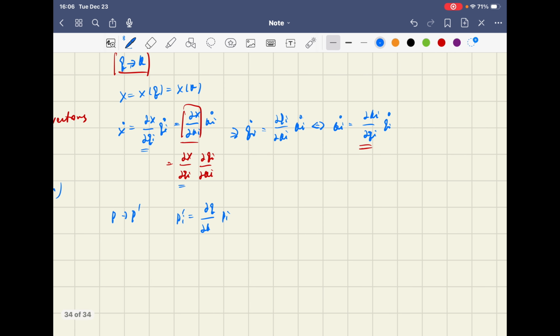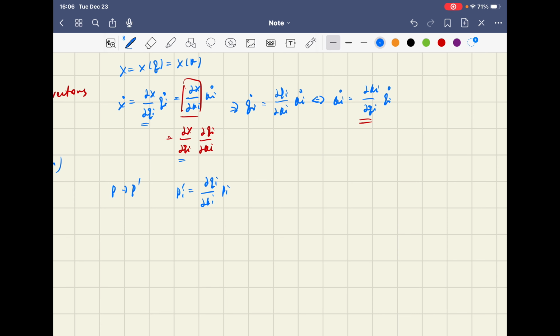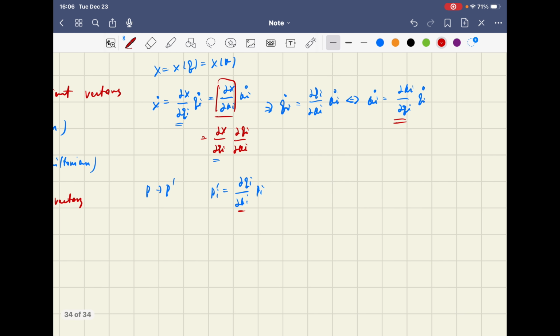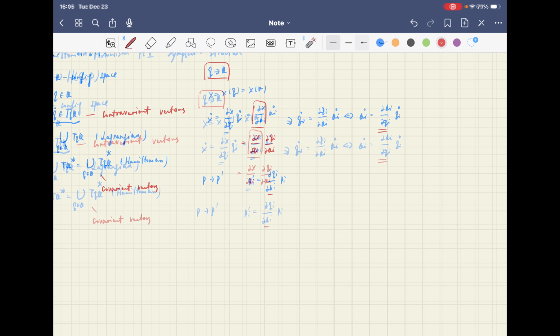And you could see that, oh, sorry, we missed the indexes. So you can discover that this coefficient and this transforming coefficient are the reverse of each other. So that's how contravariant vectors and covariant vectors are opposite.